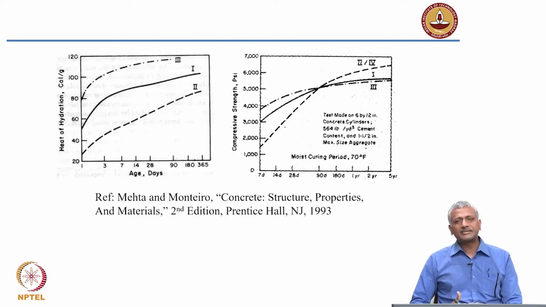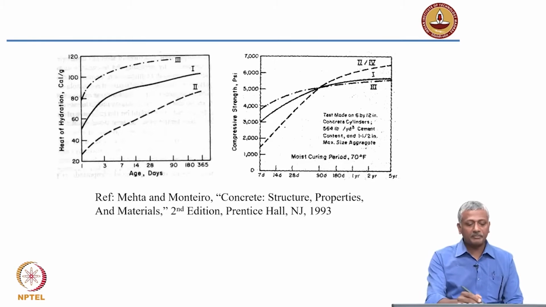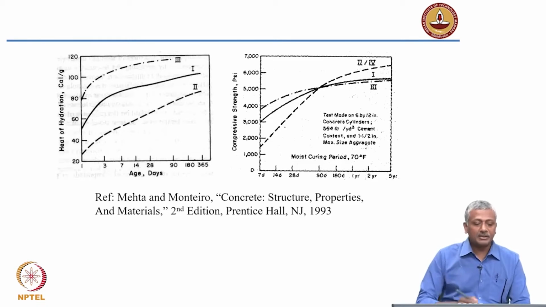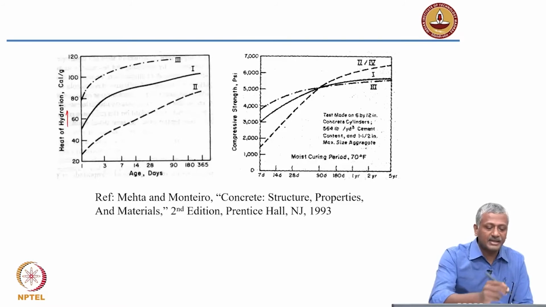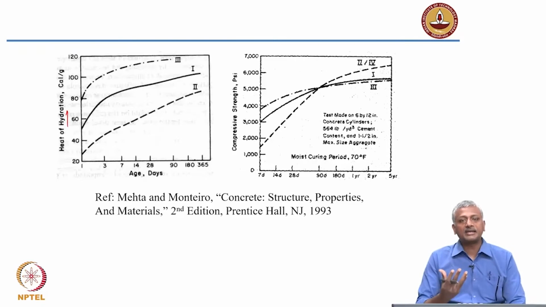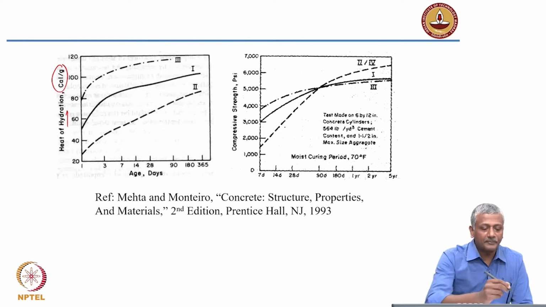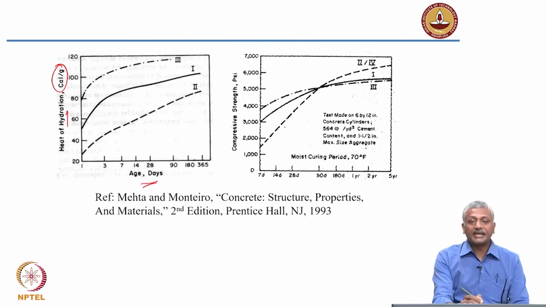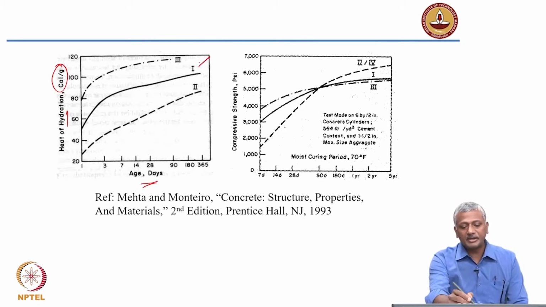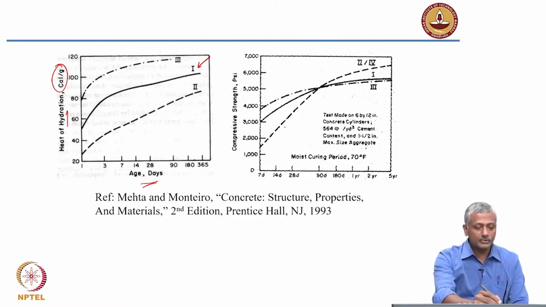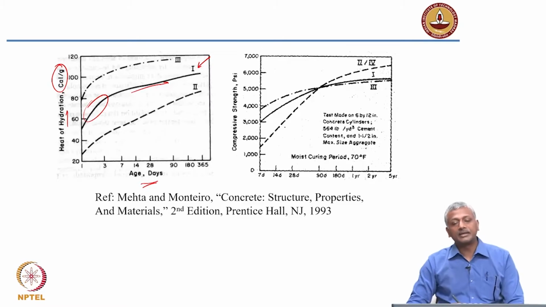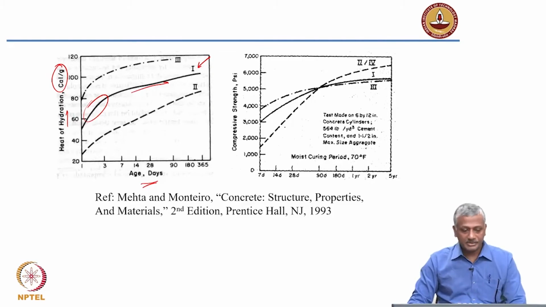This is just some examples of how these cements are affecting concrete properties, from a textbook by Mehta and Monteiro. So, you see here what is plotted on the y-axis is the heat of hydration. That means how much heat is getting involved, in calories per gram, versus age. So, the type 1 cement or general purpose cement is here. It evolves quite rapidly in the beginning and then it slows down. The rate of heat evolution slows down later, and stabilizes.